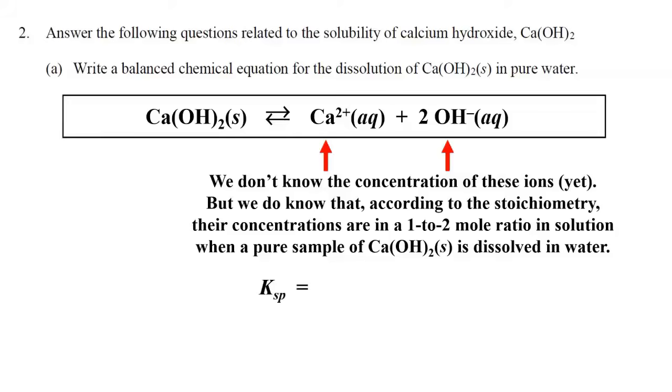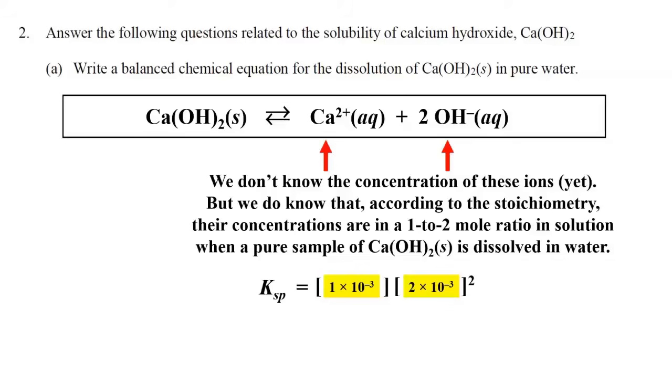So the Ksp for this compound would be the concentration of calcium times the concentration of hydroxide squared. Now we don't know what these numbers are, but for example, if the concentration of calcium were 0.10 molar, then the concentration of hydroxide would have to be twice as much, or 0.20 molar. If the concentration of calcium were 0.01 molar, the concentration of hydroxide would have to be twice as much, or 0.02 molar. If the concentration of calcium were 1 times 10 to the negative 3 molar, the concentration of hydroxide would be 2 times 10 to the negative 3 molar.